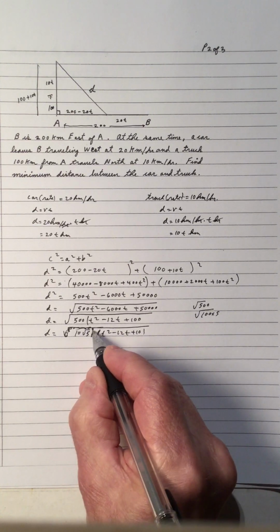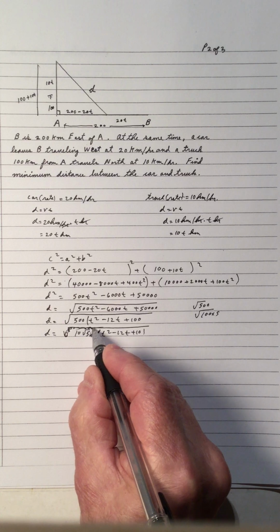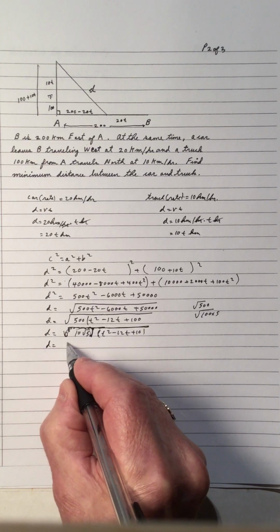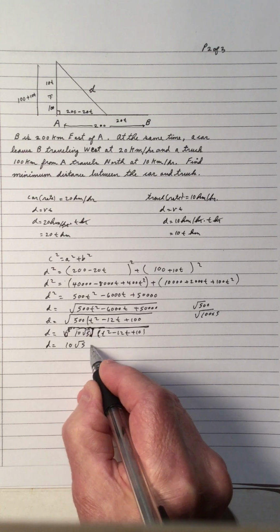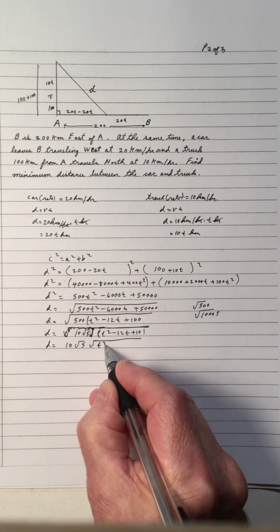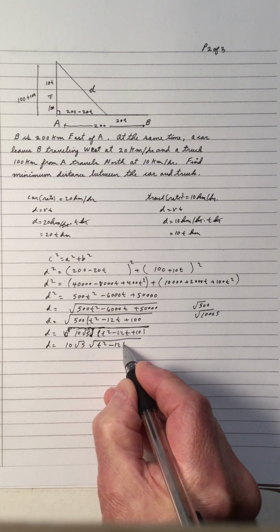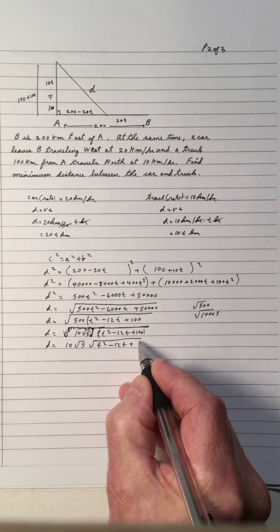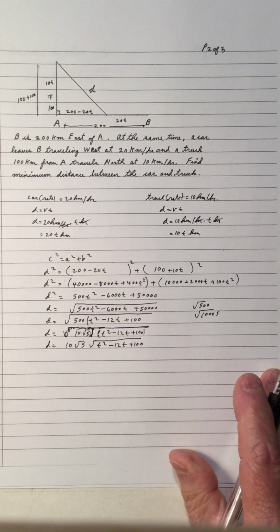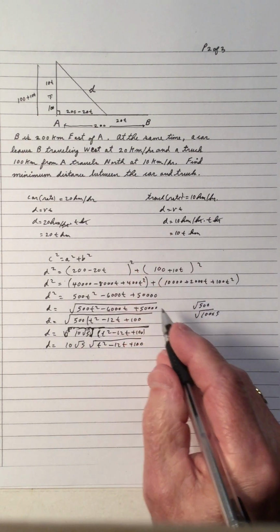So that's got that messed up there a little bit, but that's the square root right there. And I'll write that down to make it better. So that's 10 root 5 square root of t squared minus 12t plus 100. Now, we want to find, it says, the minimum distance.